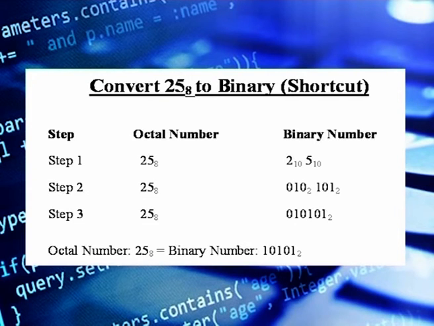Here we have 2 digits, 2 and 5. We convert each of the digits into 3-digit binary numbers, and ultimately we obtain 010101, which is a binary number. Thus, we can directly convert an octal number into binary without the need of converting it into a decimal number. I hope it is clear to you.